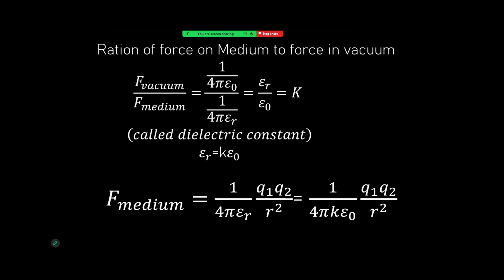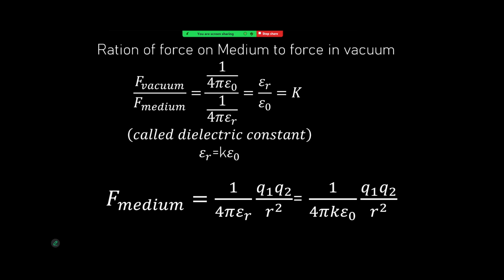Now if you just take the ratio of force in vacuum to force in medium, we get the ratio of permittivity of the medium upon permittivity of free space, and that is a constant which is called the dielectric constant, which is very important when we study capacitance, or when we study the electrical field manifestation in space or in medium. So the dielectric constant is very important. Instead of writing the absolute permittivity as epsilon r, we write it as K times epsilon naught. So now the force in that medium can be written as 1 upon 4 pi epsilon naught Q1 Q2 by r square, or you can merely write it as 1 upon 4 pi K epsilon naught Q1 Q2 by r square.